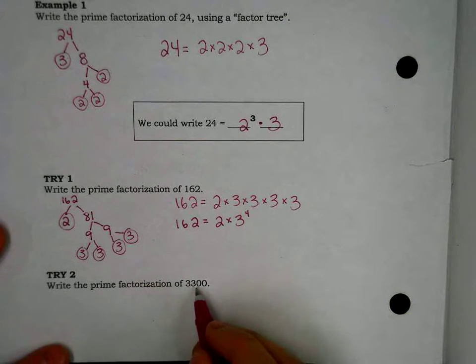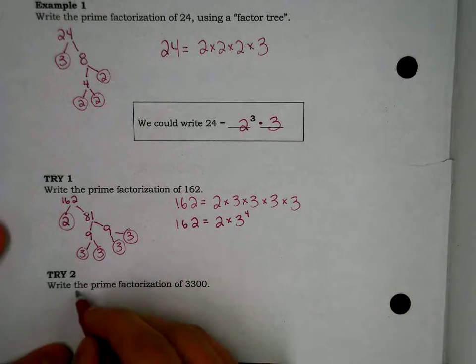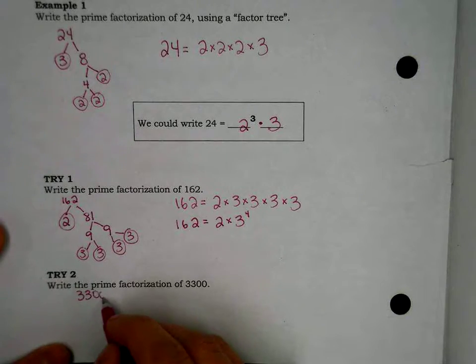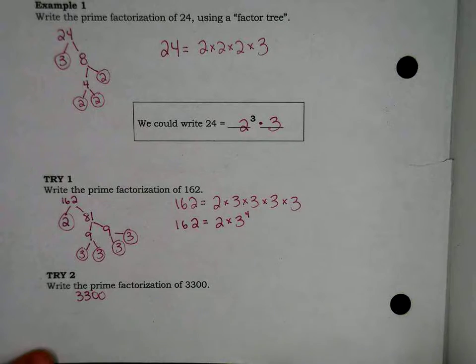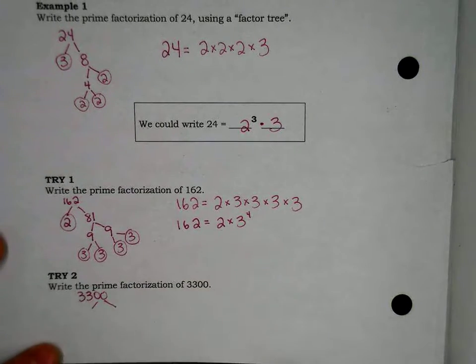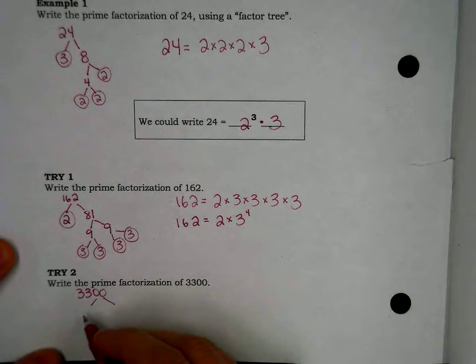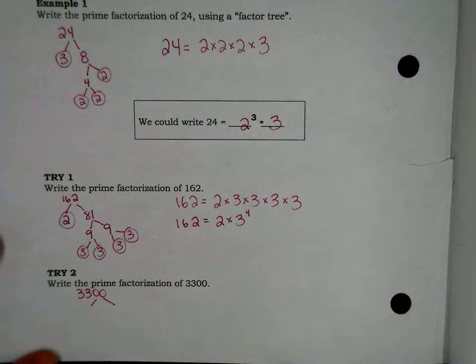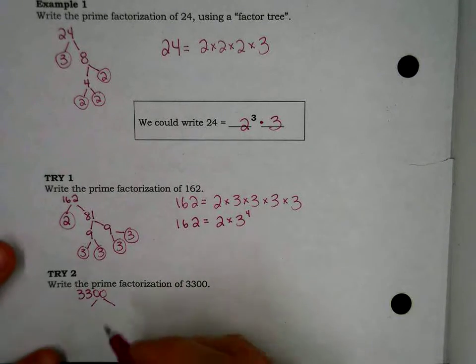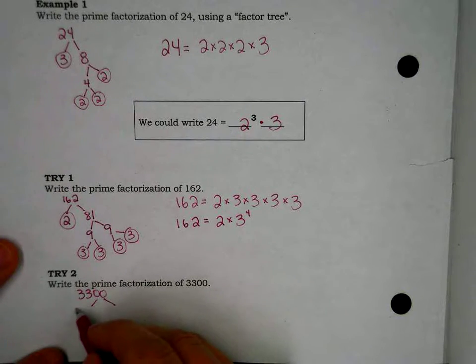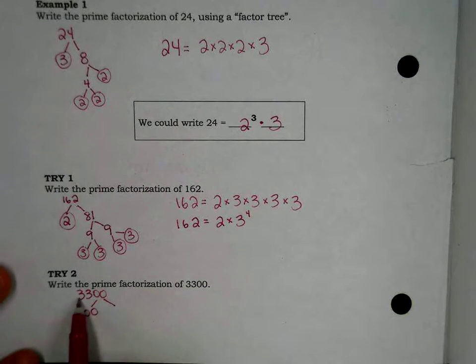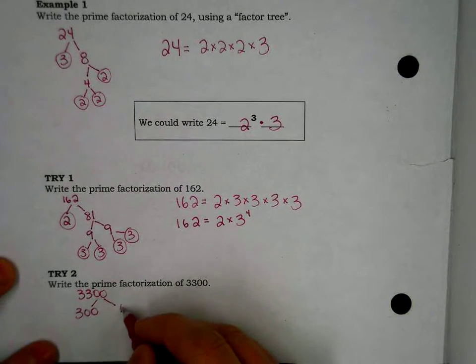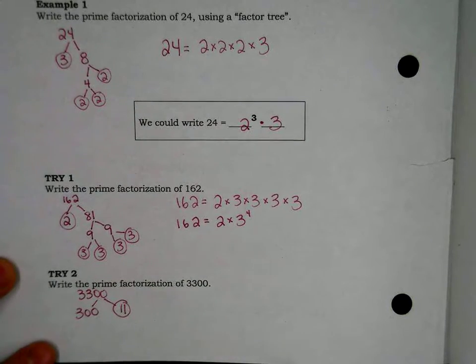And lastly, 3300. You might be unsure of where to start, but I do see that it has a 100 in it, so we might try to take out a 100. You might try to find a bigger number, a smaller number, just to pick a random number. Let's take out a 300. And this one I know works because if I take 3300 divided by 300, I end up with 11, which is actually already prime.